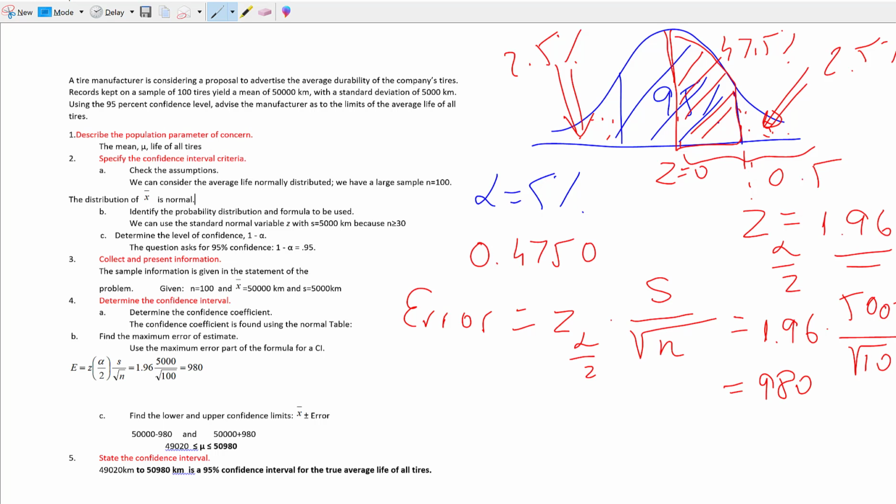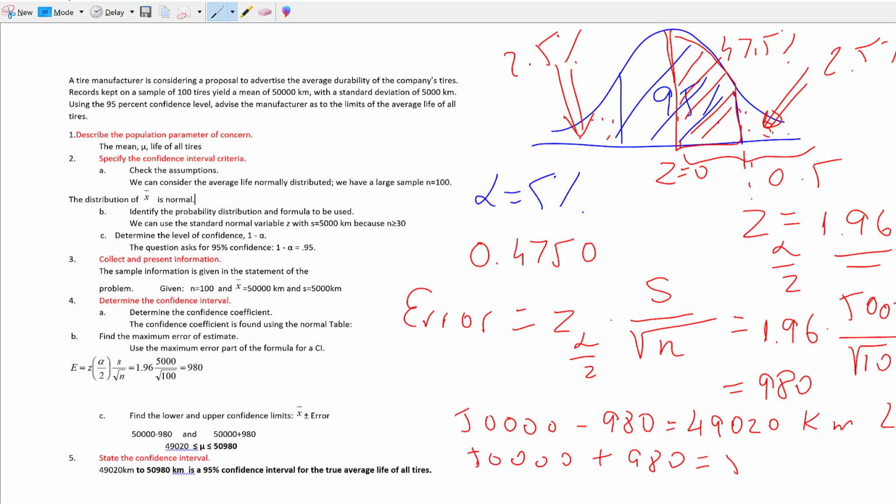To calculate the lower confidence limit, we subtract this error from the mean life of our sample. So it will be 50,000 minus 980. This will give us 49,020 kilometers. So this will be the lower limit. The upper limit will be 50,000 plus 980. So this will be 50,980 kilometers. This will be the upper limit.